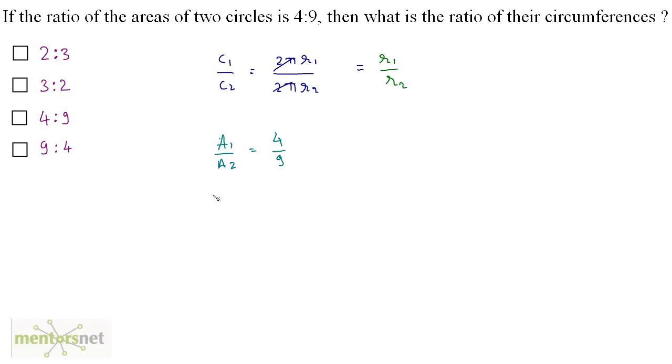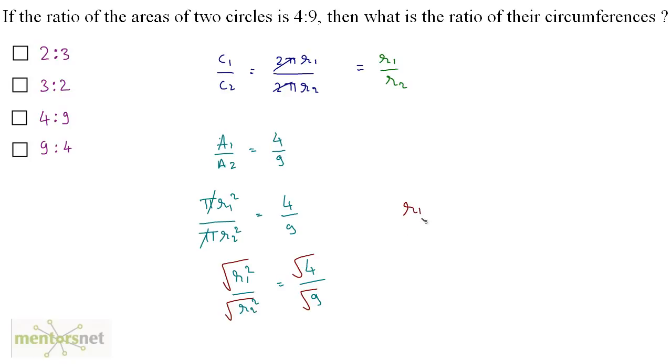Well, what is A1 by A2? Well, it is pi r1 square divided by pi r2 square, and that's 4 by 9. Pi and pi get cancelled out. You have r1 square by r2 square. It is equal to 4 by 9. Now taking the under root on both the sides, you get this. So if you solve this, you'll get r1 by r2, and that's root 4 is 2, root 9 is 3. So put this here. So you get the ratio of the circumferences as 2 by 3. So option A is the correct answer.